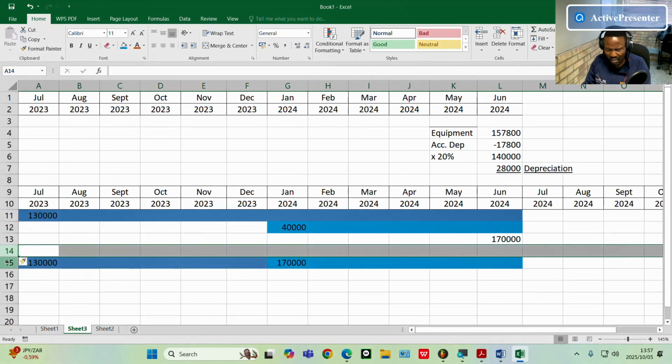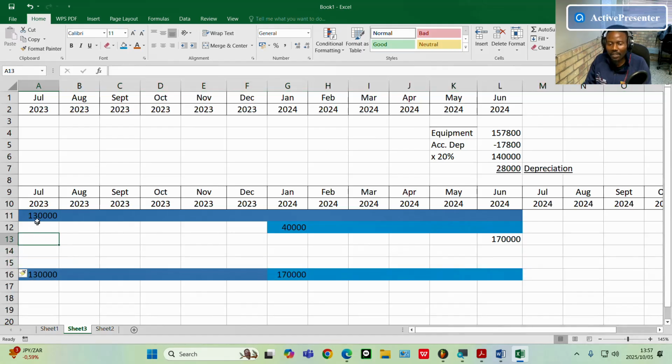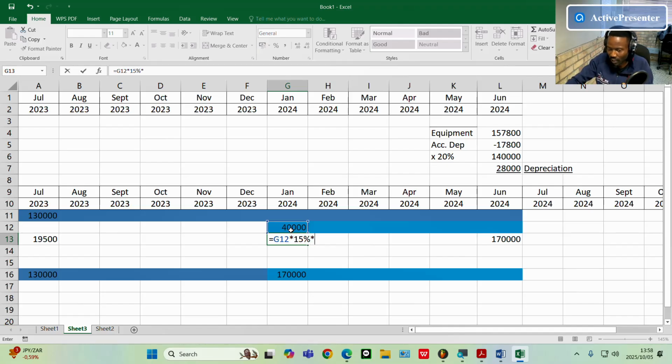Okay, let me just add some lines here so it will make sense. Okay, now I'm starting with the 130,000. So this 130,000, I'm going to be multiplying it by 15% times 12 over 12. So I'll take this 130, multiply by 15%, which is the percentage, multiplied by 12 over 12. Remember, we said it was present for 12 months. So here is the depreciation for the 130,000. Now let us do for the 40,000 alone. So this 40,000, we're going to multiply it by 15%, and we're going to multiply it by 6 over 12, because remember it is present for 6 months. So we get 3,000.